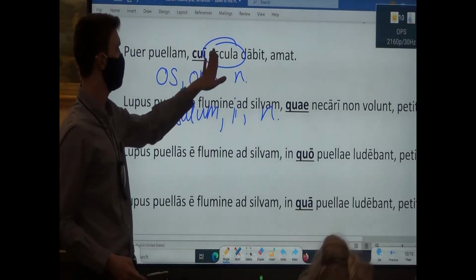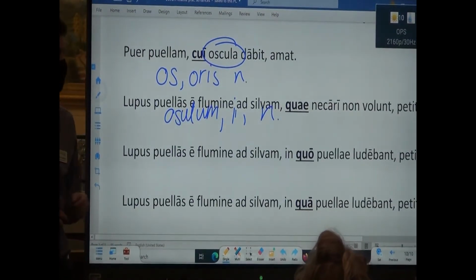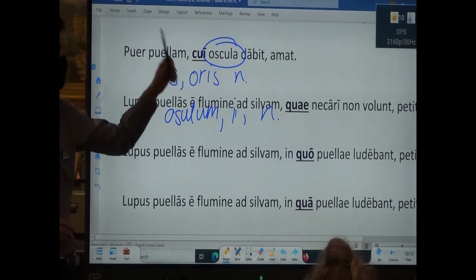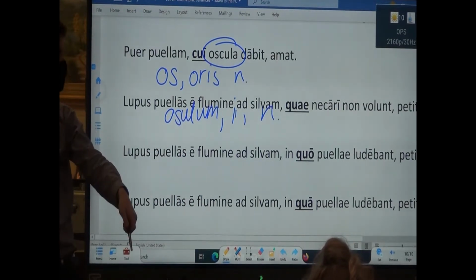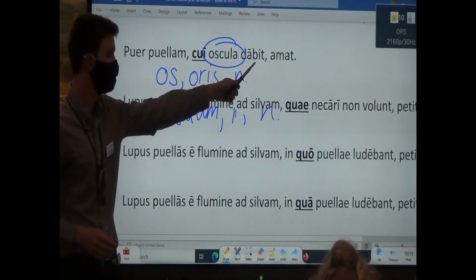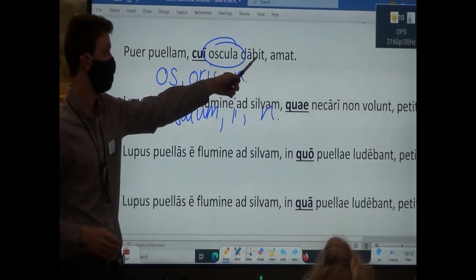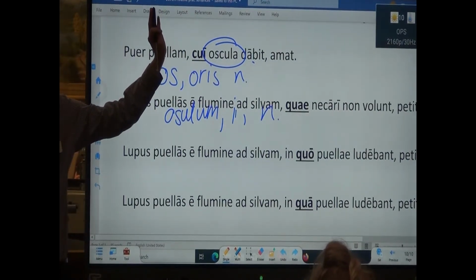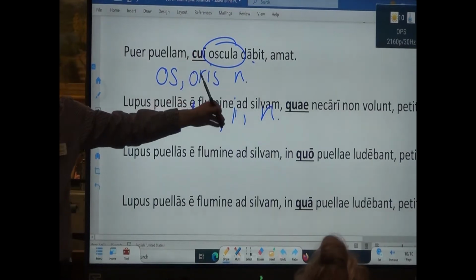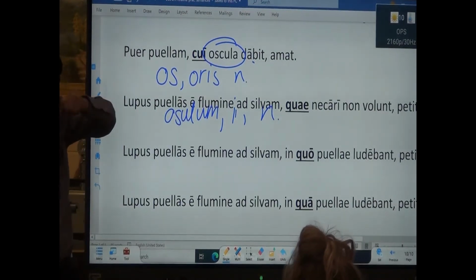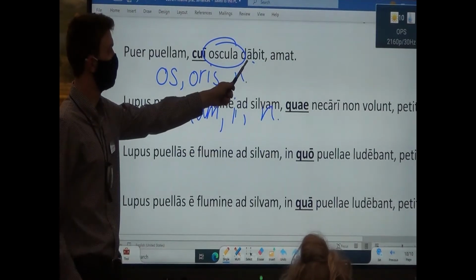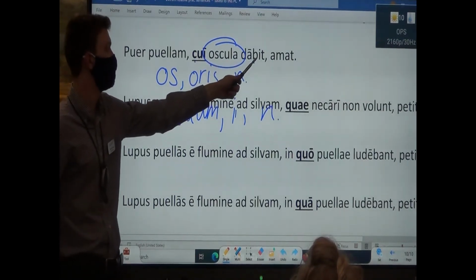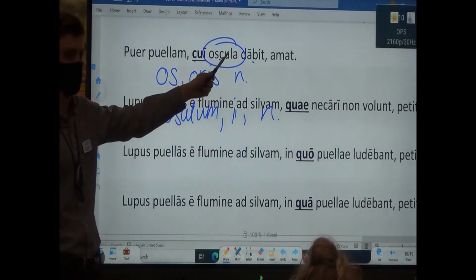So, how would we translate qui oscula dabit? How would you translate qui? It's dative, so to whom. Kids. Well, what tense is dabit? Present? Future. Will give. Conjugations 1 and 2: bo, bis, bit. Conjugations 3 and 4: am, es, et. So it would be: to whom he will give kisses. Because this is our accusative.